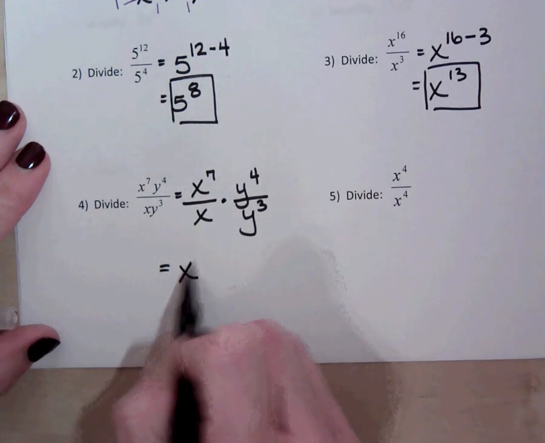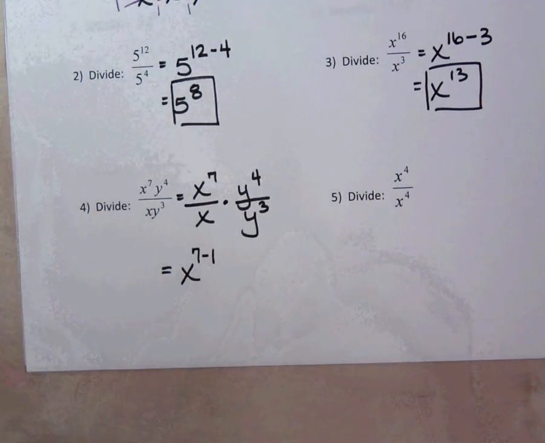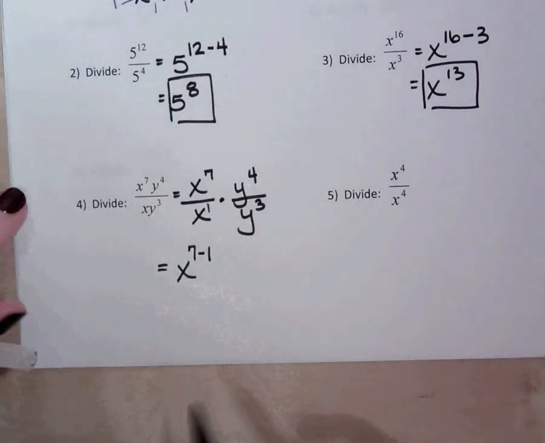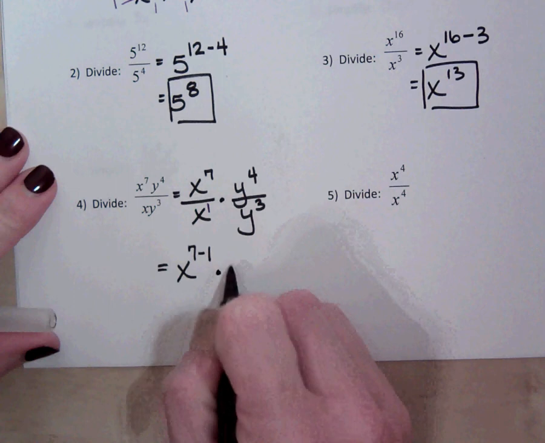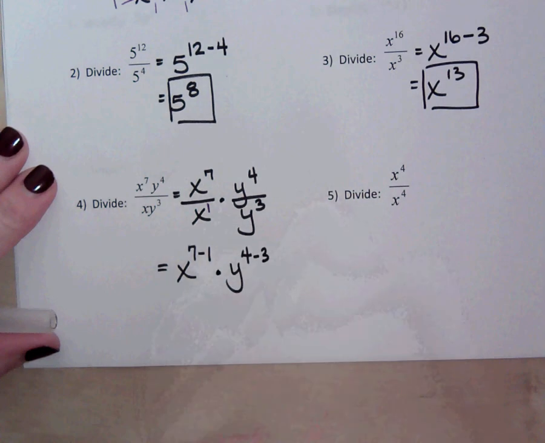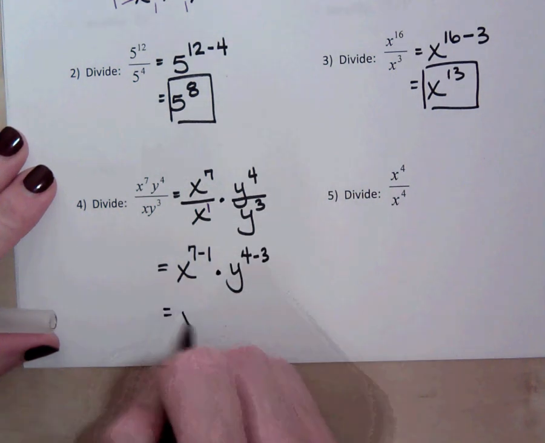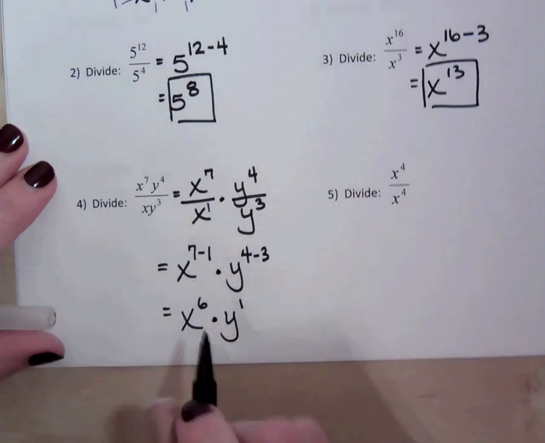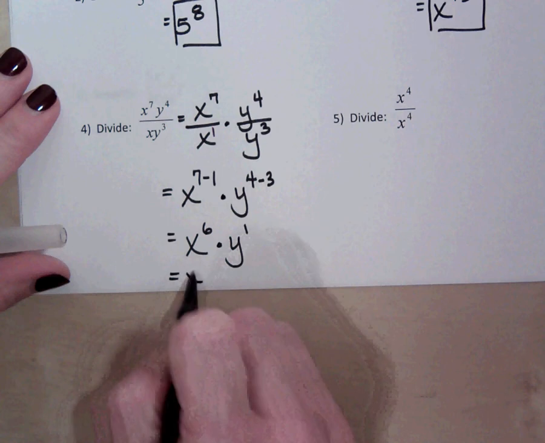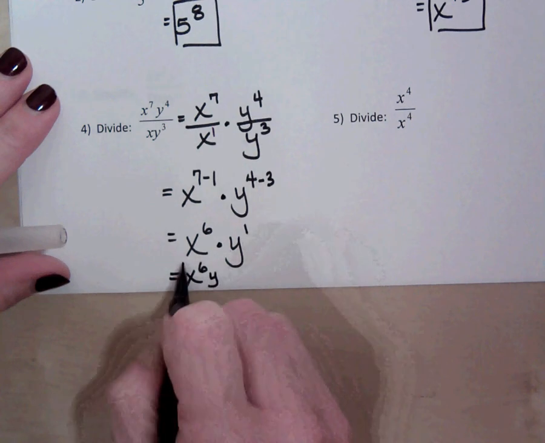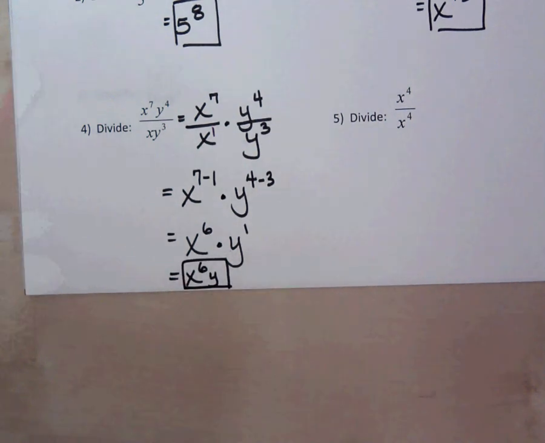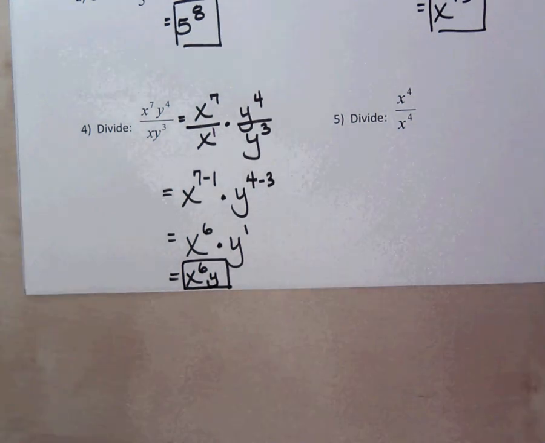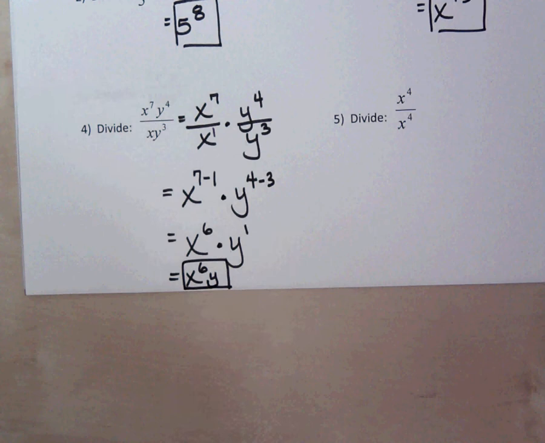So for the x's, I'm going to get x to the power of 7 minus 1, because remember, that's x to the first power. And then for the y's, I'm going to get y to the power of 4 minus 3. So this becomes x to the 6th times y to the first power, or we can just say x to the 6th times y. And I'm done there. I can't do anything else because one's an x and one's a y. So there's no more rules I can apply. My final answer is just x to the 6th power times y.